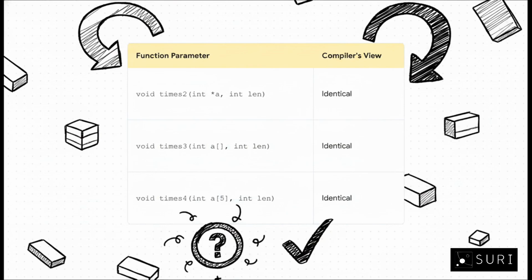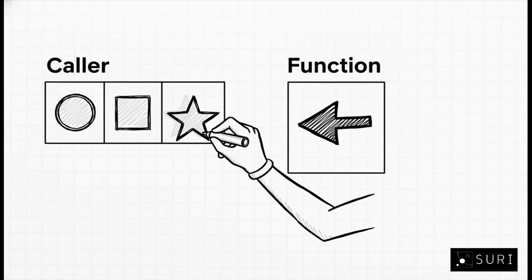This table makes it crystal clear. You might see a function parameter written as a pointer, or with empty brackets, or even with a size inside the brackets. They all look different, right? Well, it doesn't matter. To the C compiler, all three of these are 100% identical. It sees every single one of them as just a pointer to an integer. And here's the most important consequence of all this. Since the function has a direct line, that pointer, right back to the original array's data, any changes it makes are permanent. The function can reach back into your main function and modify the original array, and those changes are going to stick around long after the function is done.